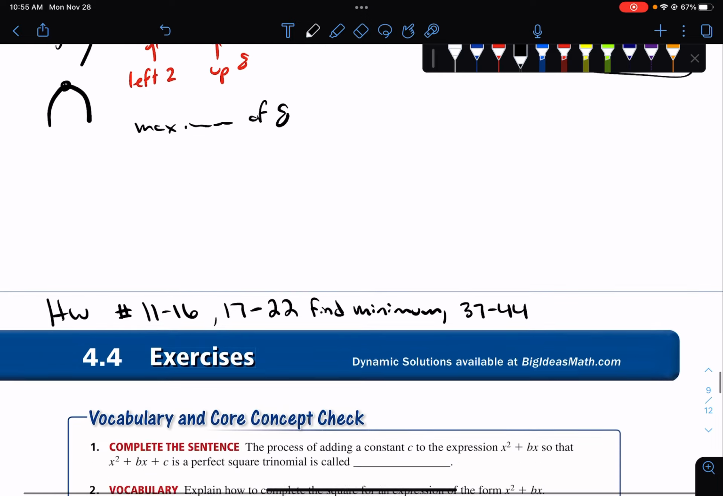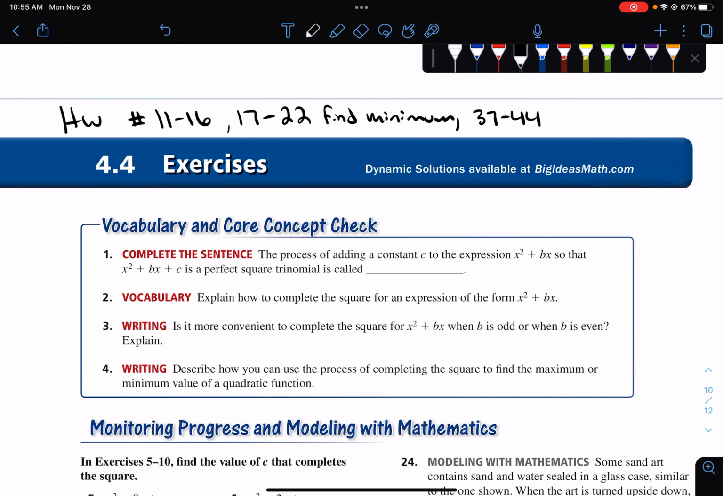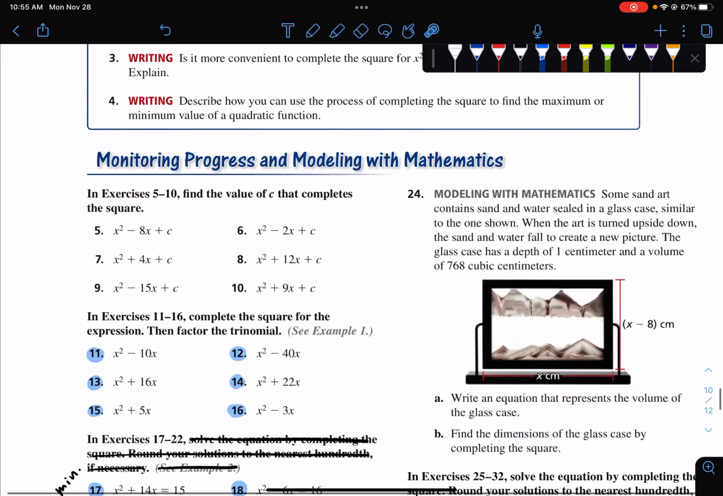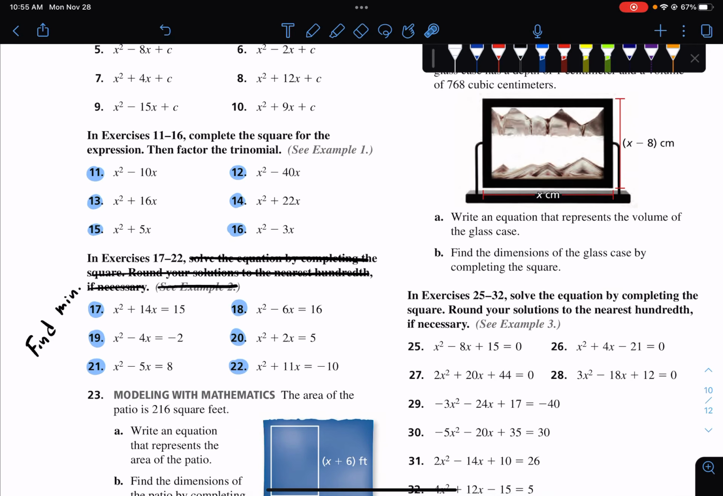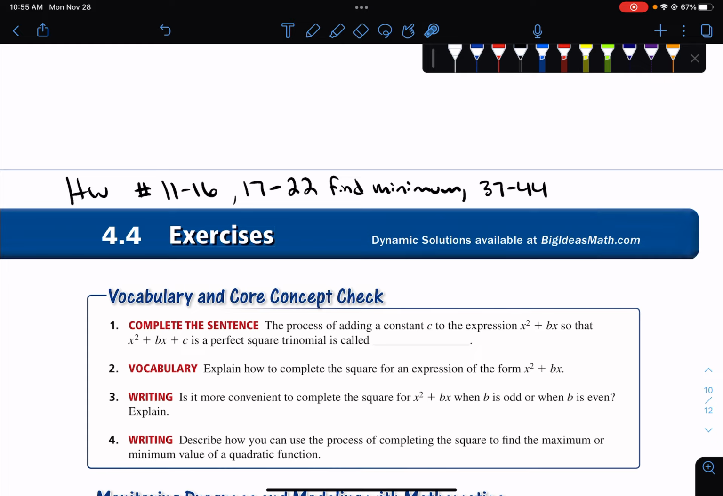Cool, your turn. Homework. I need you to do numbers 11 through 16, all of them. 17 through 22, the instructions say to find the minimum. In the book, it does not tell you to find the minimum. It tells you to solve. I don't want you to solve. I want you to find the minimum value, all right?